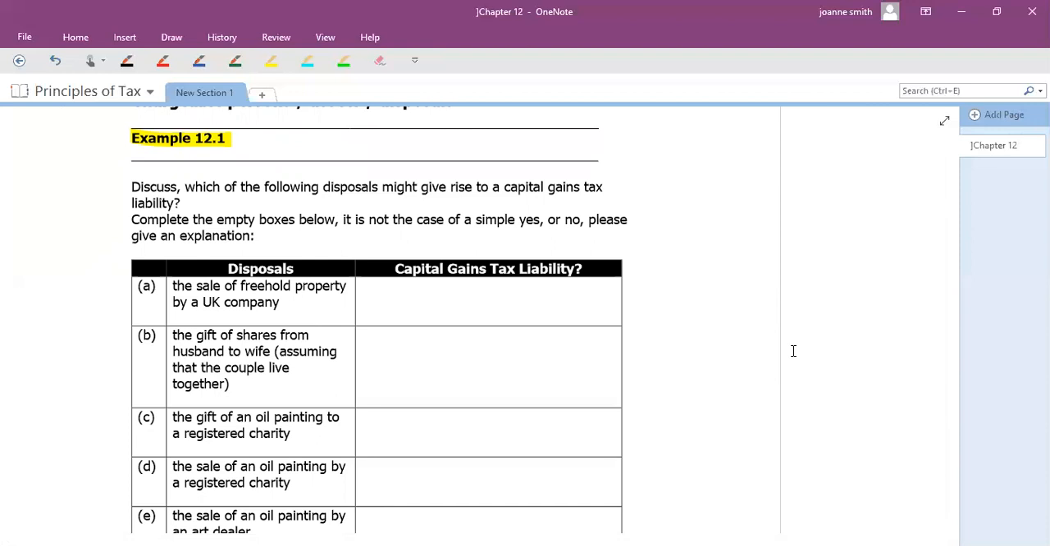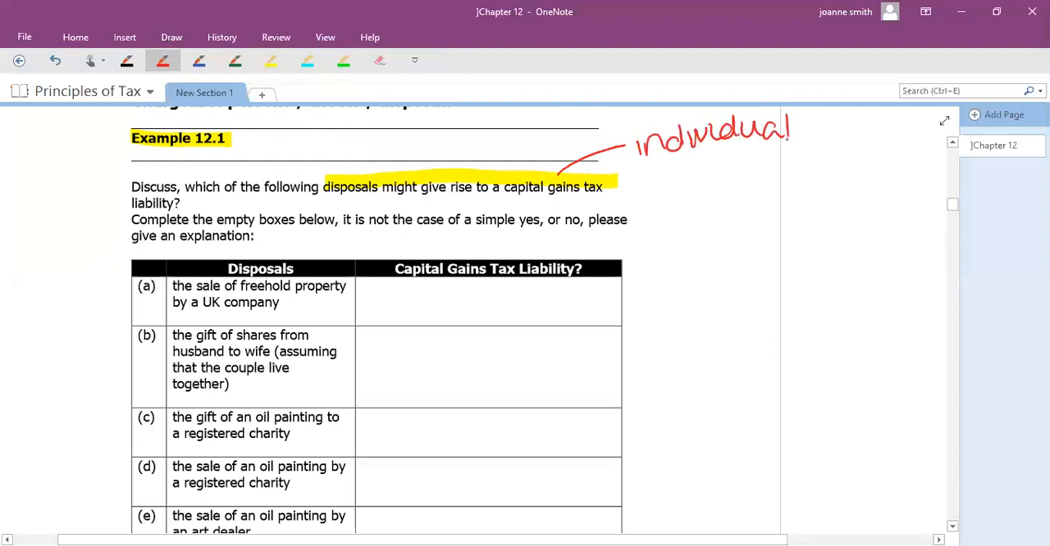So the question is asking us, which of the following disposals might give rise to capital gains tax? Remember, when we're talking about capital gains tax, we're only dealing with an individual who is selling a chargeable asset. For the first one, we're selling some property. A property is a building, which is a chargeable asset, but it's being sold by a company. The company may well make a gain on that sale, but it won't be subject to capital gains tax because, as I said at the beginning, companies are subject to corporation tax.